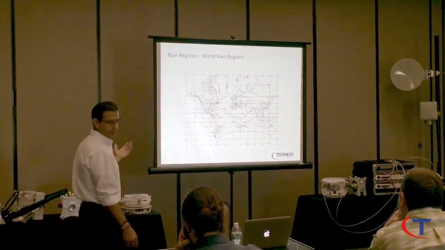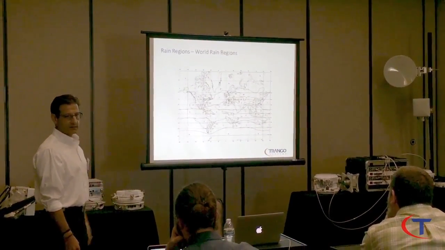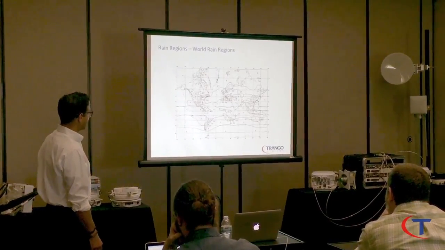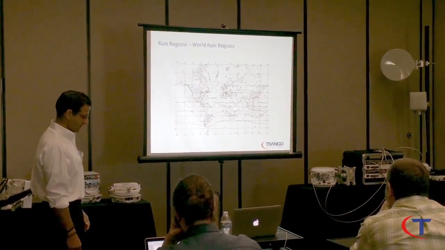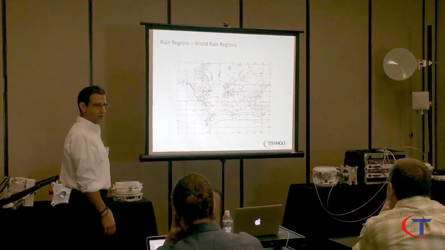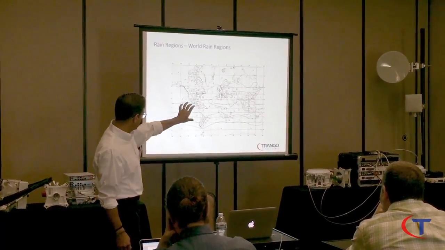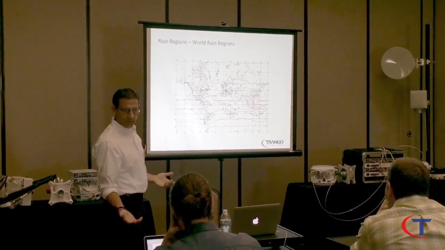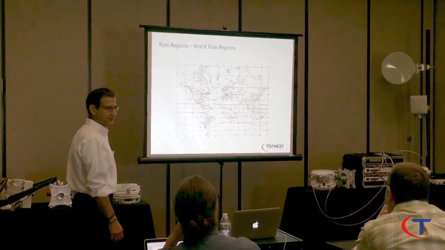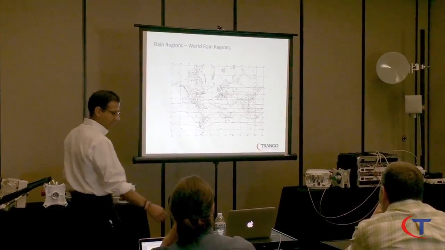The world is also split up into these rain regions. We're not so concerned in this class about the rest of the world, but it follows a general rule and path. You can see that through equatorial regions, you get very heavy rainfall like you would expect, and so those are coded as the most severe.